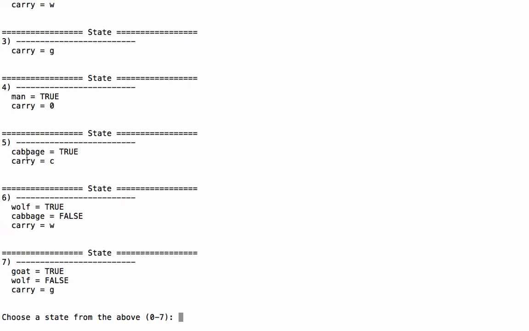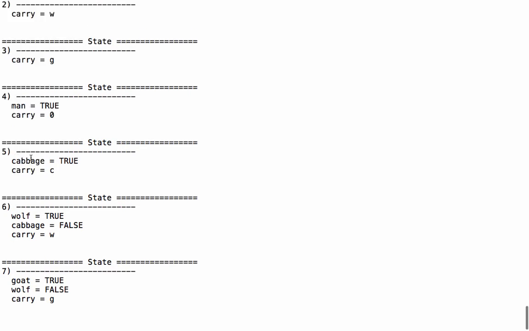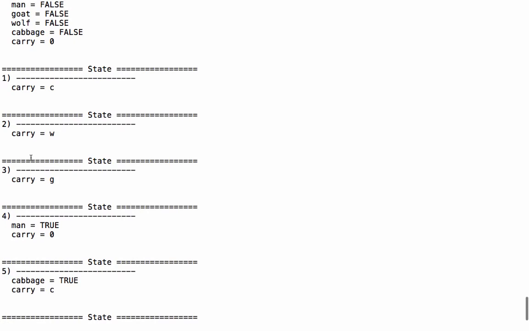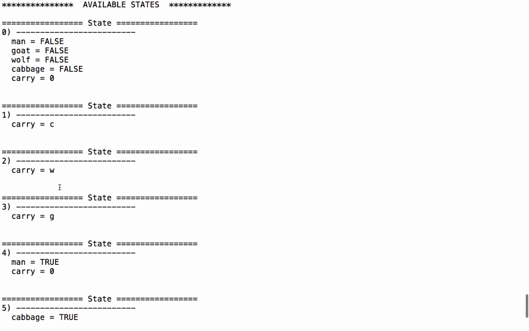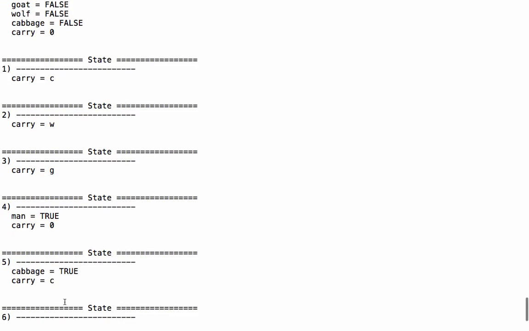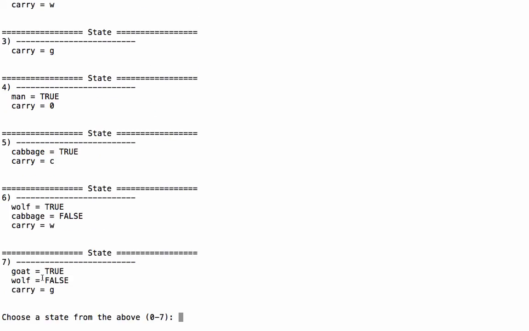Now let us say that the man is moving to the right by carrying the cabbage. So man and cabbage will become true. Okay, so let me choose 5. So right now the goat and the wolf are on the left and then the man and the cabbage are on the right.